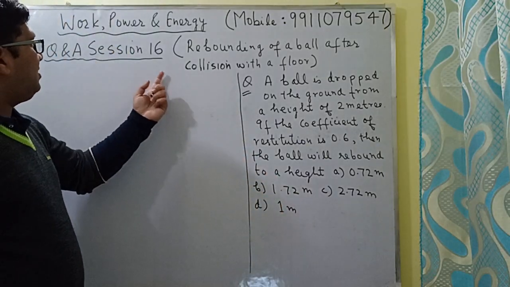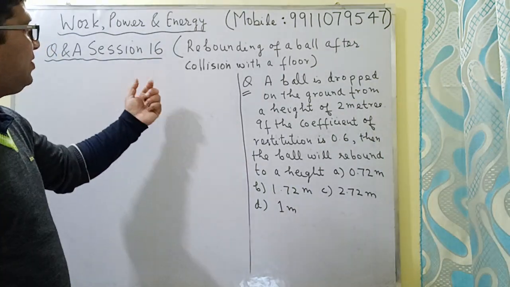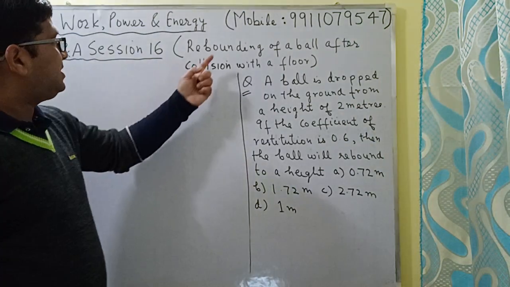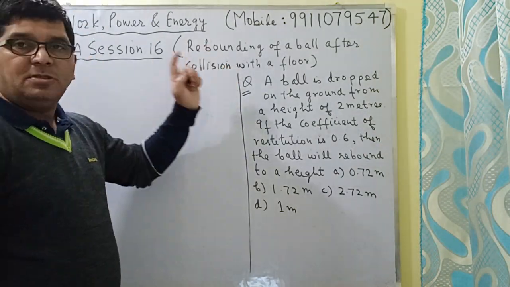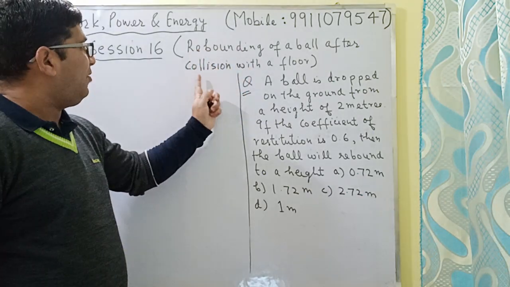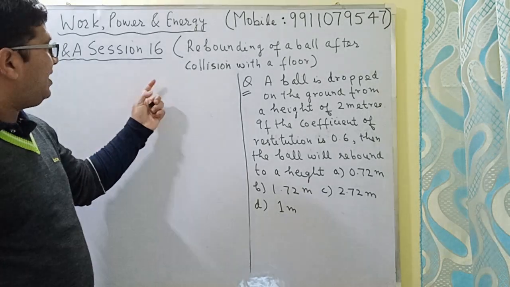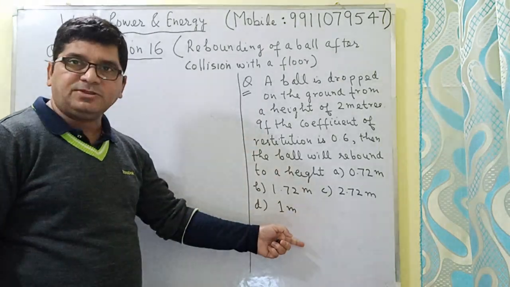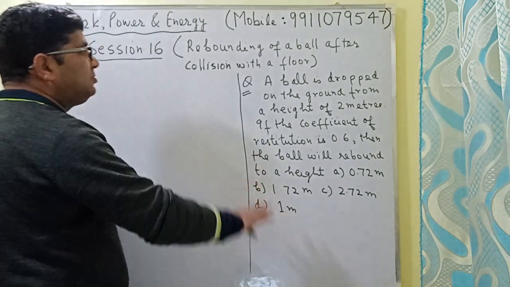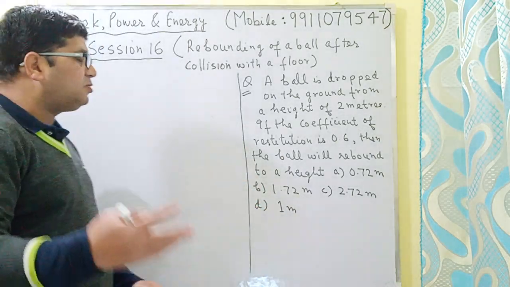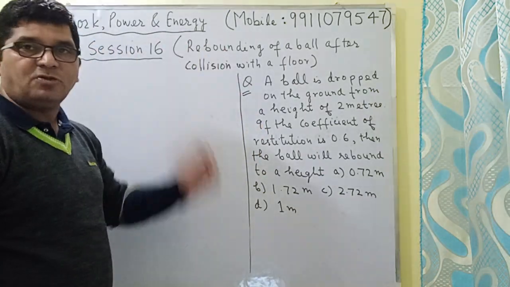So this session number 16 is in continuation of session number 15, in which I discussed the important formulas pertaining to this topic, that is rebounding of a ball after collision with the floor. Based on that session, I have taken one question for this session. This is a very easy question, and I have taken it just to make you understand how those formulas can be used in solving the questions pertaining to this topic.